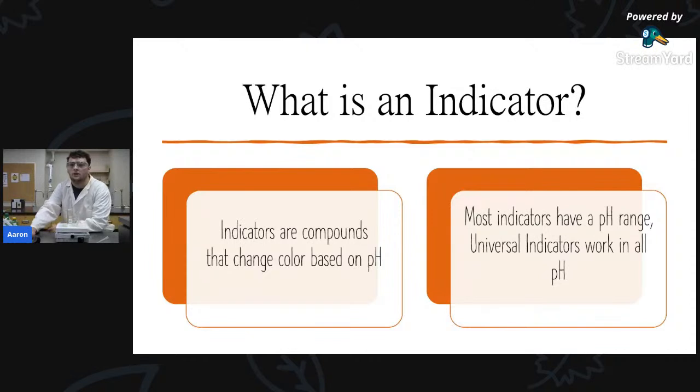To do that, we use indicators. So what is an indicator? Indicators are compounds that change color based on pH. Some of these indicators have a pH range, which means they only change color at certain pHs. Today we're going to be using universal indicators. Universal indicators change color at all pHs, and they work at all different pH ranges.